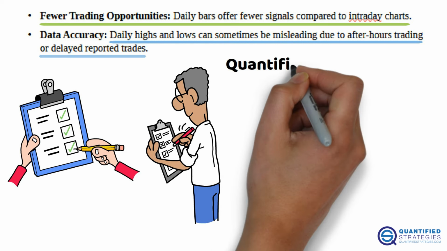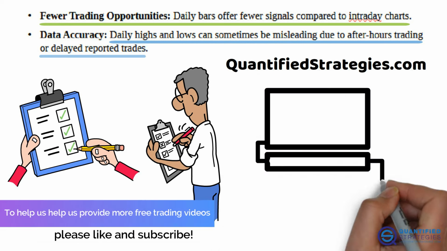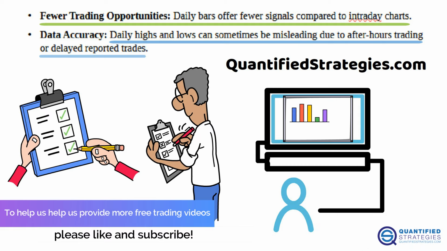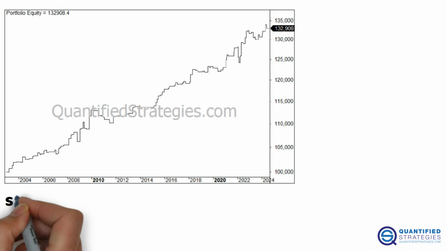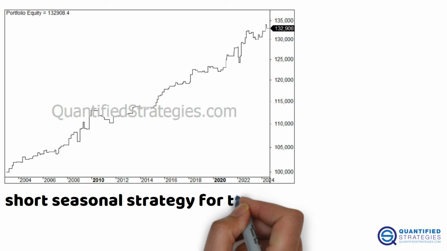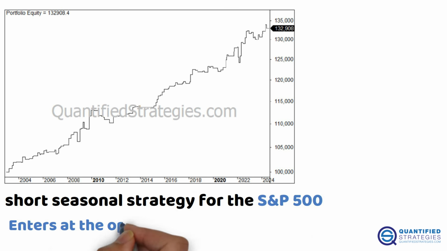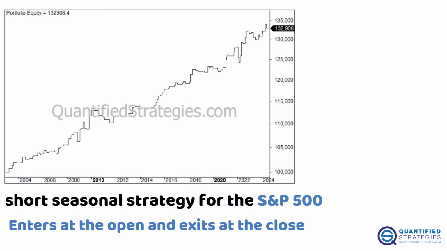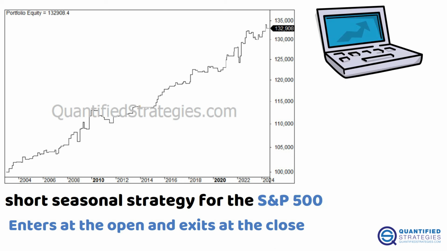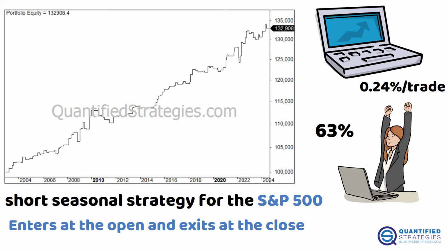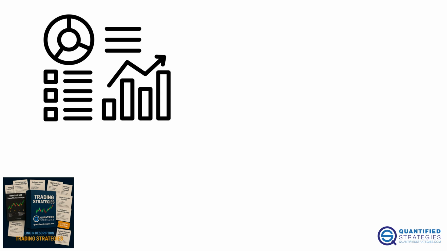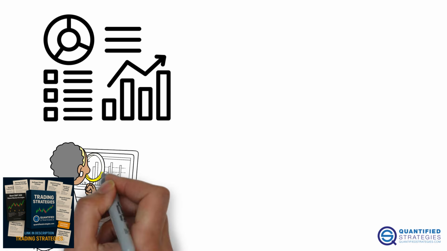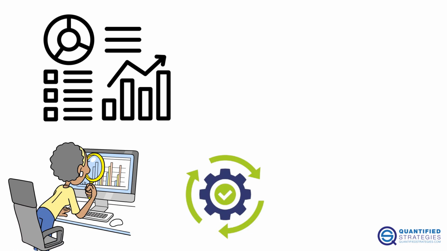We at quantifiedstrategies.com present several daily bar strategies on our website. For instance, we have a short seasonal strategy for the S&P 500, which enters at the open and exits at the close. Backtesting revealed that the average gain is 0.24% per trade and the win rate is 63%. These metrics suggest that with the right approach, daily bar strategies can be both effective and efficient.